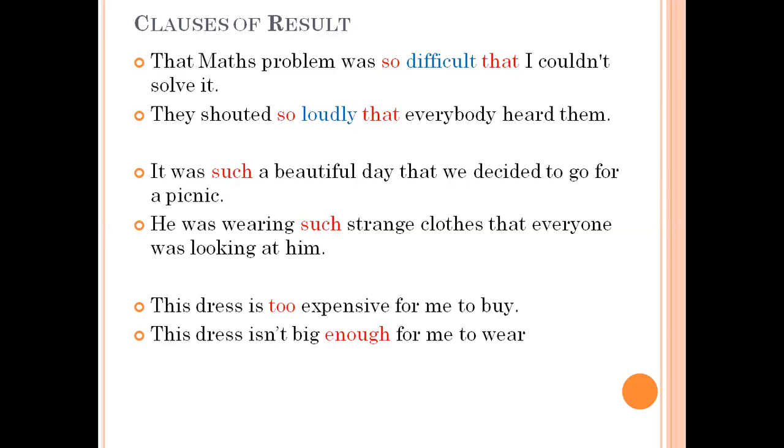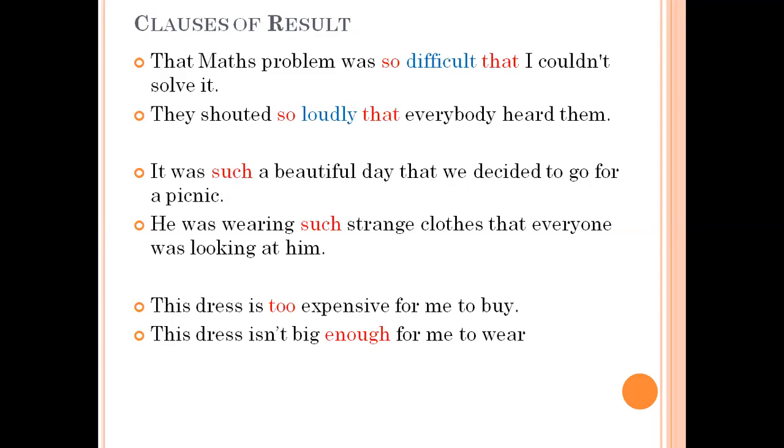So the problem that faced me in solving is according to the difficulty of the equations in the math test. Second one, they shouted so loudly that everybody heard them. So the result of the shouting is that everybody heard their quarreling. Number 3, it was such a beautiful day that we decided to go for a picnic. They decided to go for a picnic just when they felt that the weather was very nice.